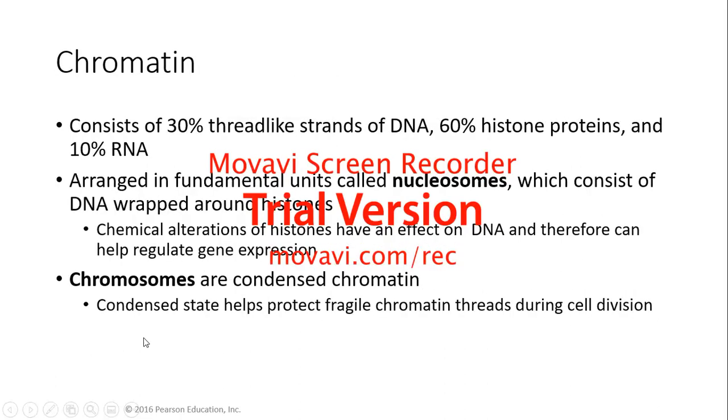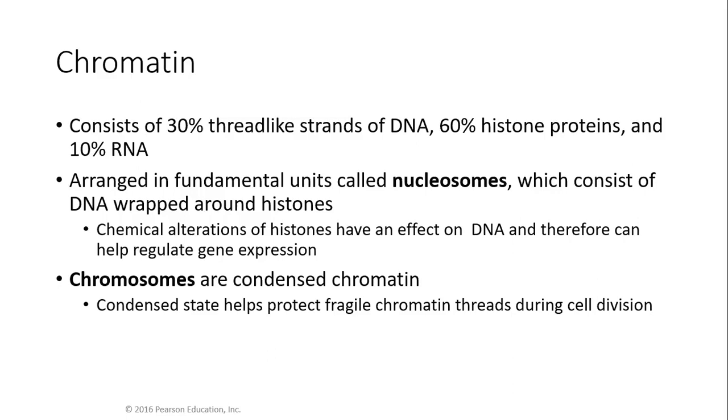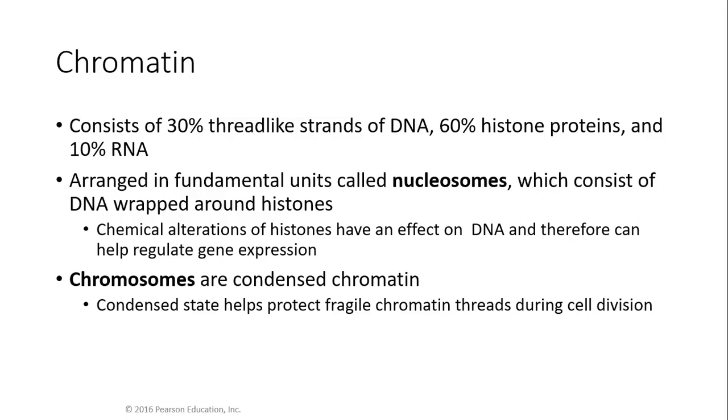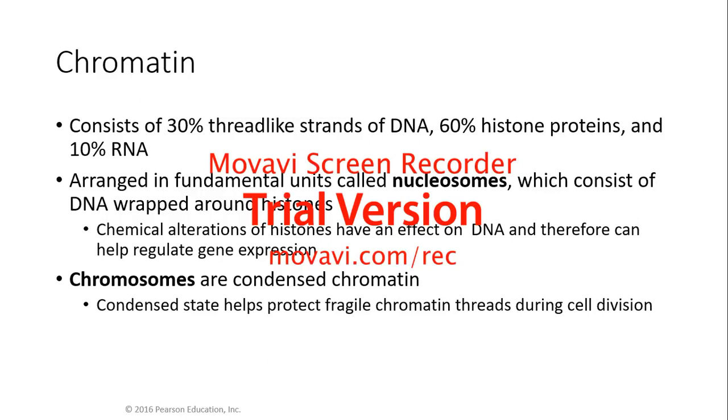All right, so again, chromatin consists of 30% thread-like strands of DNA, 60% histone proteins, and 10% RNA, okay? So you have DNA wrapped around these histone proteins, and you also have some RNA. Now, remember, if DNA was just left to sit in the cell, the DNA would take up the entire cell, all right? So you need to wrap this DNA around these histone proteins to condense it and to conserve space. And it's also a way to organize the DNA.